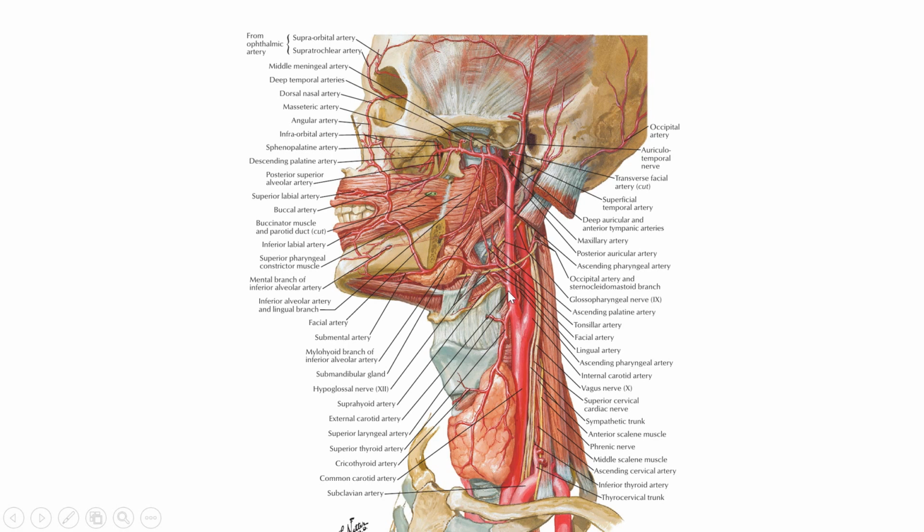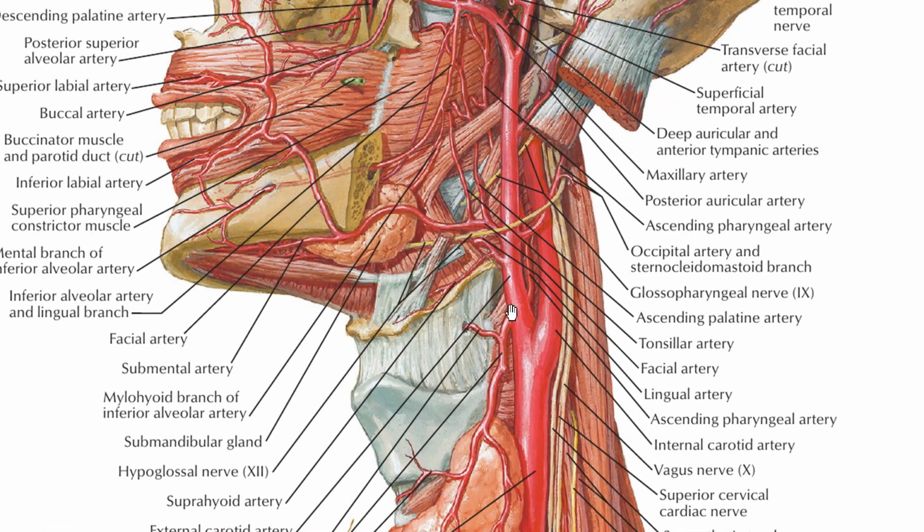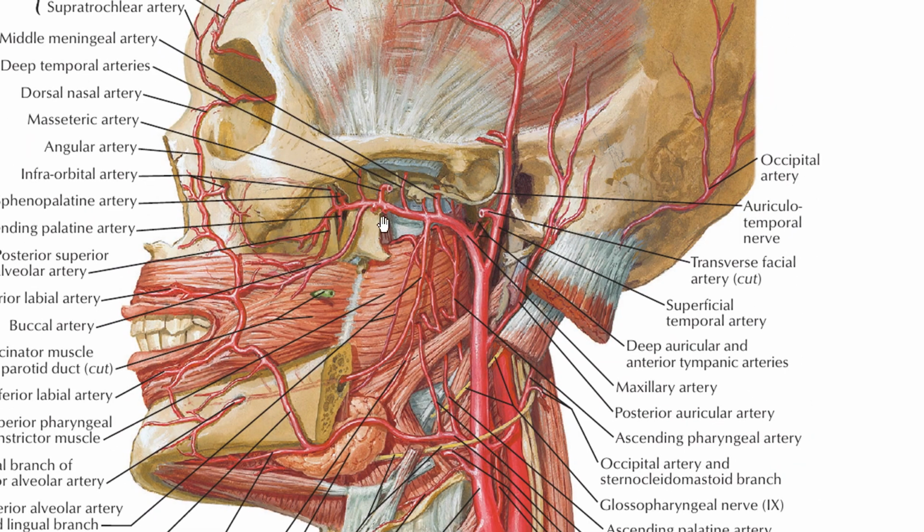External carotid artery mainly supplies the neck structures. It has in total 8 branches. Out of these 8 branches, we have 2 terminal branches. One is the maxillary artery and the other one is the superficial temporal, because it is supplying the temporal region superficially.